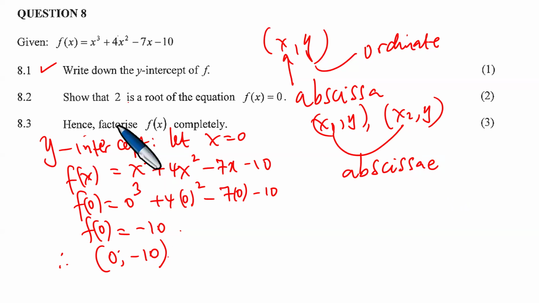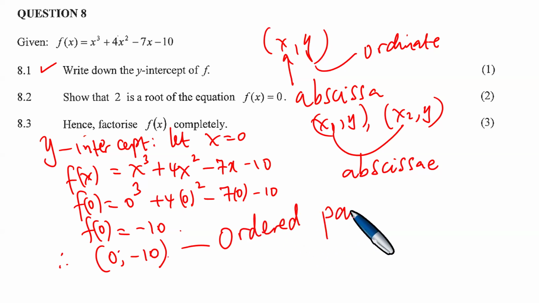So we found the y-intercept, and the y-intercept is this. This y-intercept is a set of coordinates called an ordered pair that has both the abscissa and the ordinate listed in order, and hence this is called an ordered pair. Next question.